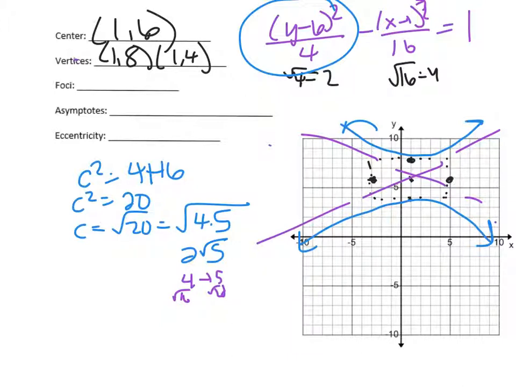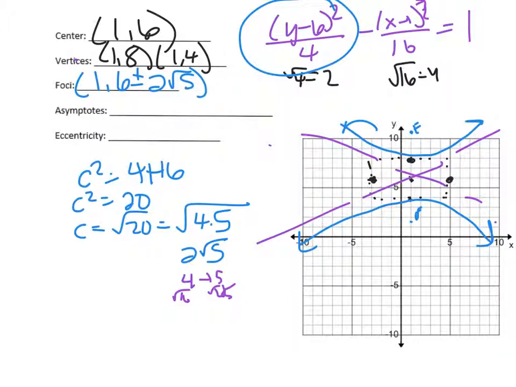Oops, not 20, it's 25. So I'm going to go up 1, 2, 3, 4 and a little more. Down 1, 2, 3, 4 and a little more. And then we're going up and down, so we're adding to the y. So that is 1 comma 6 plus or minus 2 root 5.